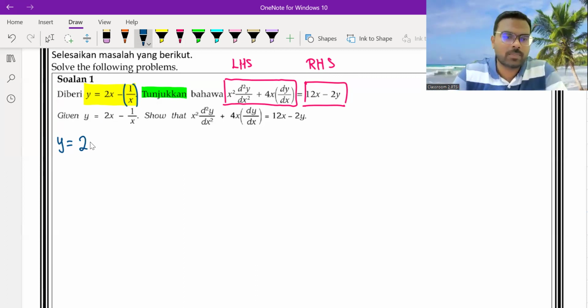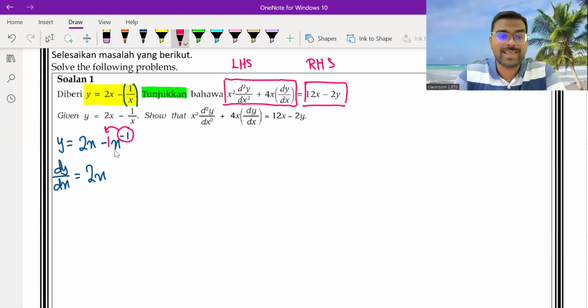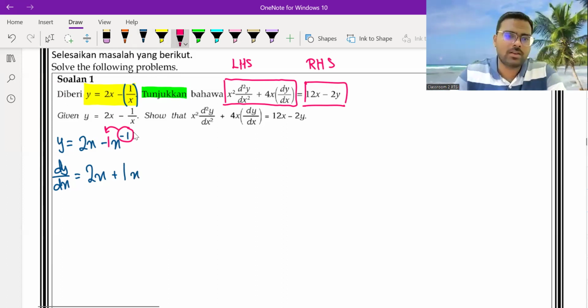So kita tukar. So 2x minus x power negative 1. Bring it up. So now you differentiate. dy dx will be equivalent to 2x. Ini jaga-jaga. I'll show you step by step. Negative 1, darab dengan nombor depan. No number is considered 1, but this is negative 1. So negative 1 times negative 1 become plus 1. After that, you minus 1. So negative 1 minus 1 becomes negative 2.